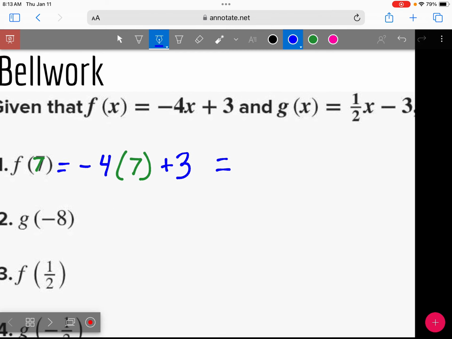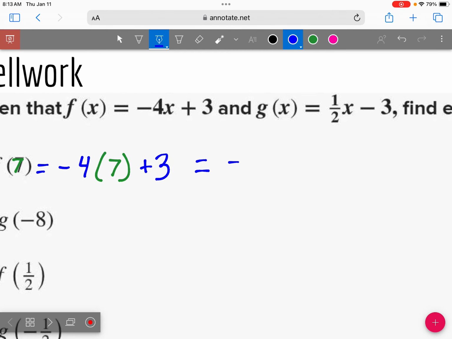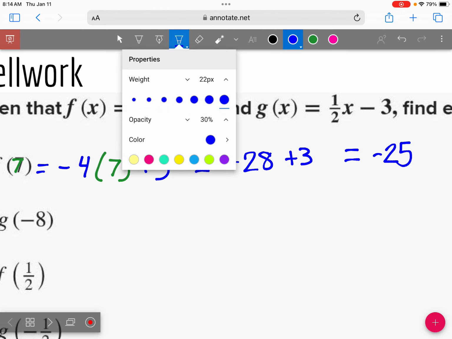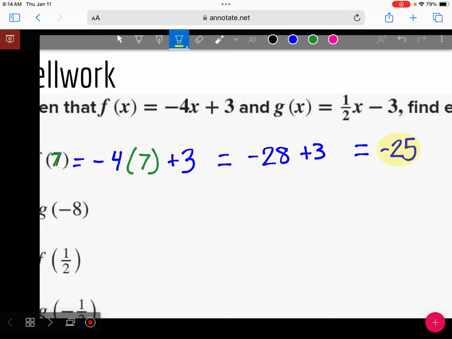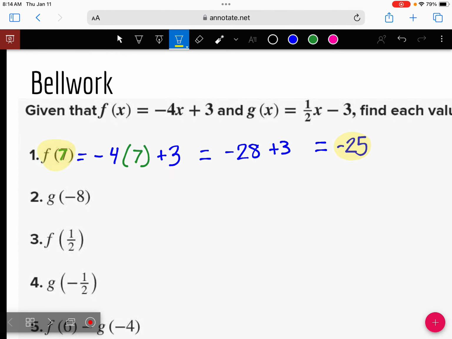Negative 4 times 7 gives us negative 28 plus 3. So what does this equal? Negative 25. So this is our answer for f of 7. It's a substitution thing. Same thing with the rest of these. All of these are substitution problems.